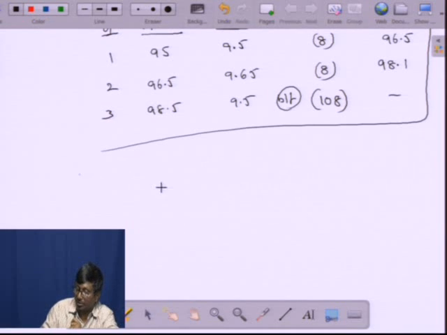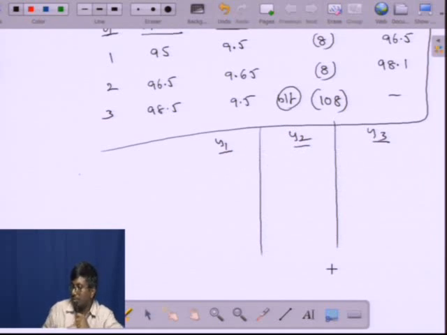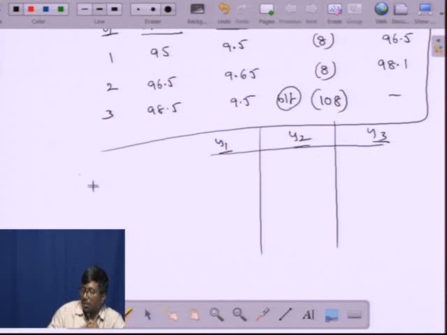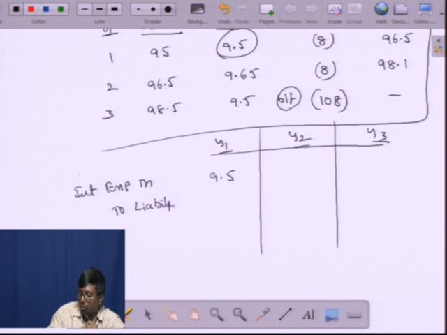2 entries I am recording. Y1, Y2, Y3. Let me record journal entries in this fashion. First, I say interest expense account debit. Interest expense account debit. How much? Interest is really speaking 9.5 to me. Okay, 9.5, to liability. I will first add it to liability. 9.5. Done.